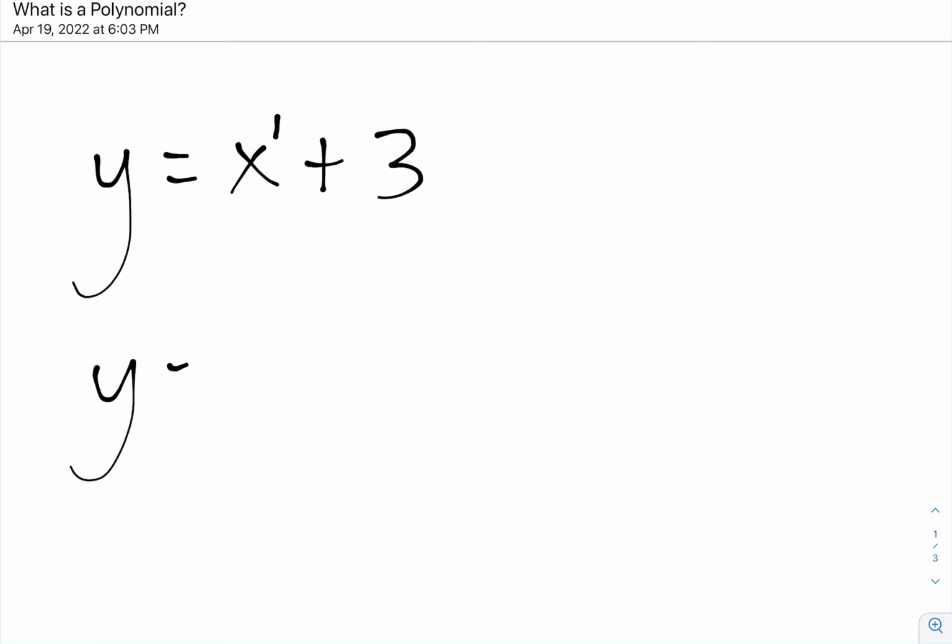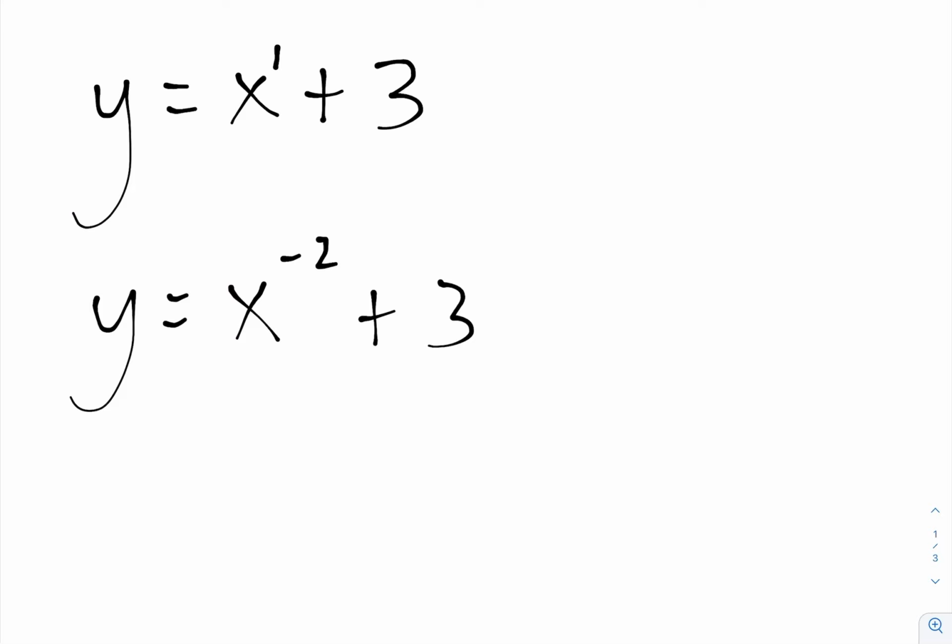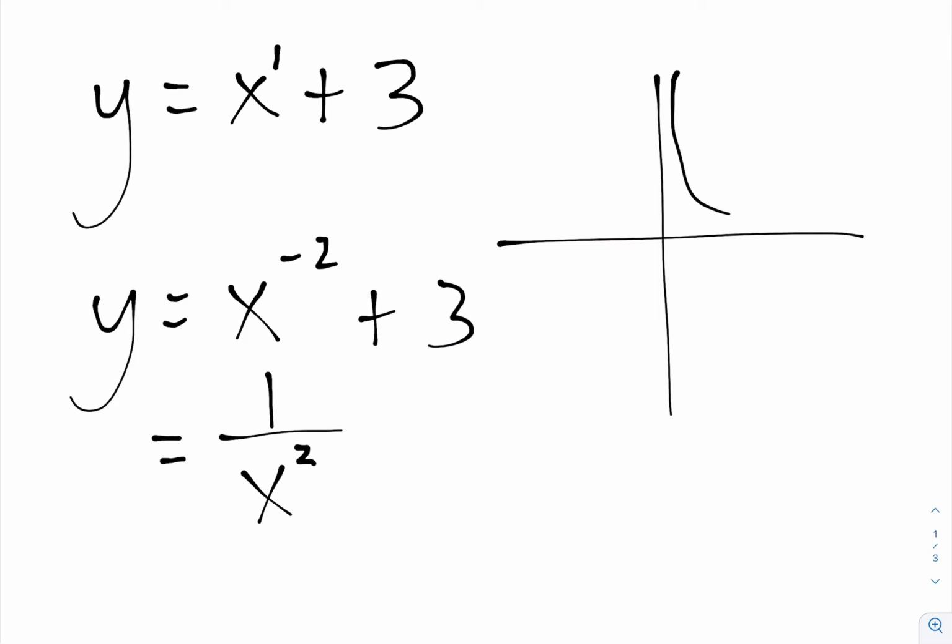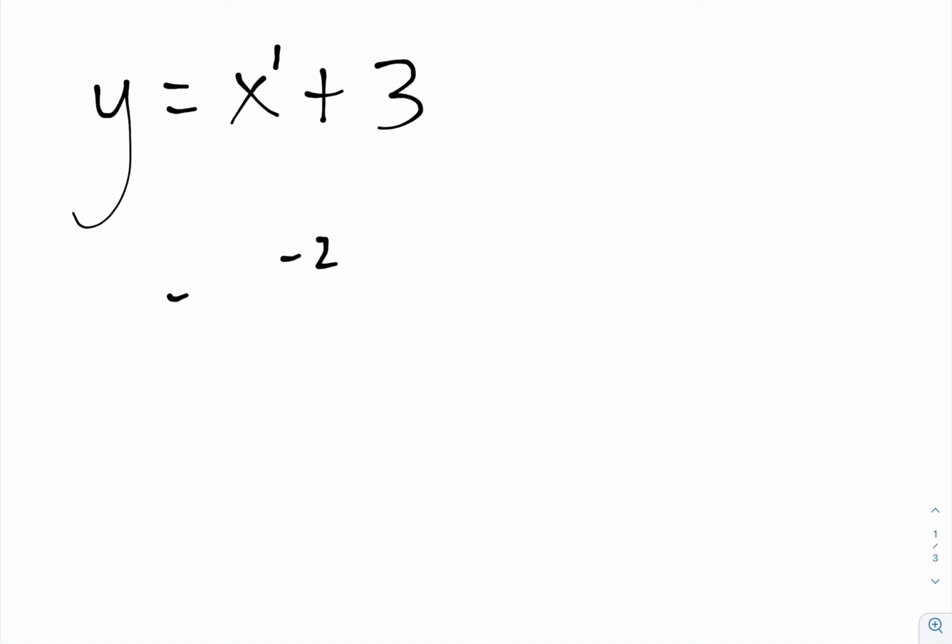So if your function was y equals x to the negative 2 plus 3, this wouldn't be a polynomial because negative 2 isn't a positive whole exponent, because if you know your exponent laws, we could rewrite this as 1 divided by x squared. And anytime we have our variable on the bottom of a fraction, that's called a rational function. That's not a polynomial function, okay? So 1 over x squared is going to look like this. Okay, that is not a polynomial function. So anytime the variable's on the bottom, it's rational, and that's not polynomial.